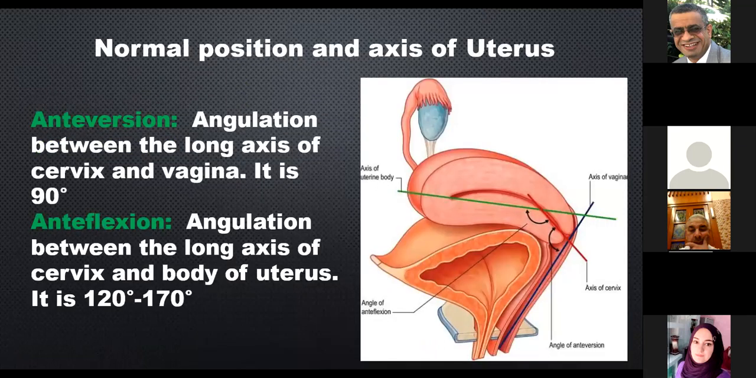Now we'll talk about the normal position and axis of the uterus. We have two terms, anteversion and anteflexion. Anteversion means the angulation between the long axis of the cervix, which is represented by this red line, and the long axis of the vagina. This angle represents about 90 degrees. And anteflexion represents the angulation between the long axis of the cervix and the body of the uterus, which is this angle. It's about 120 to 170 degrees.